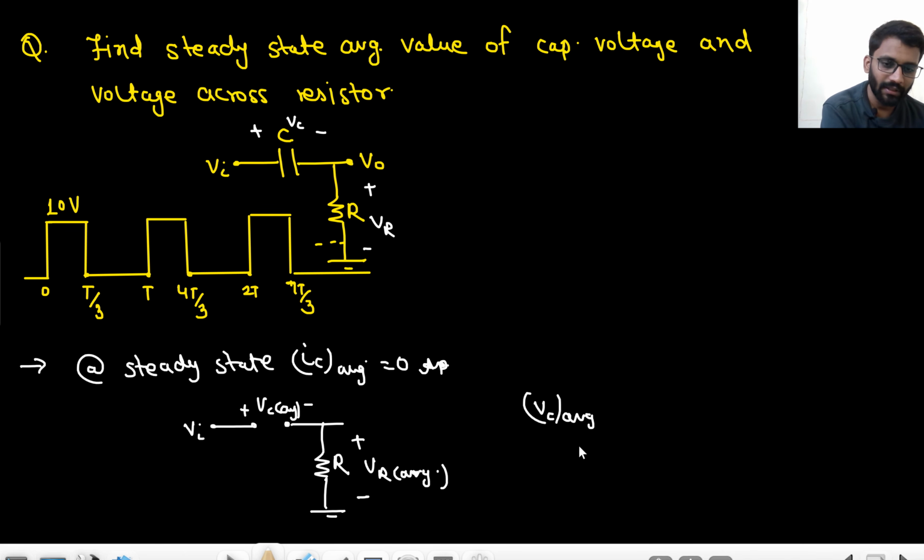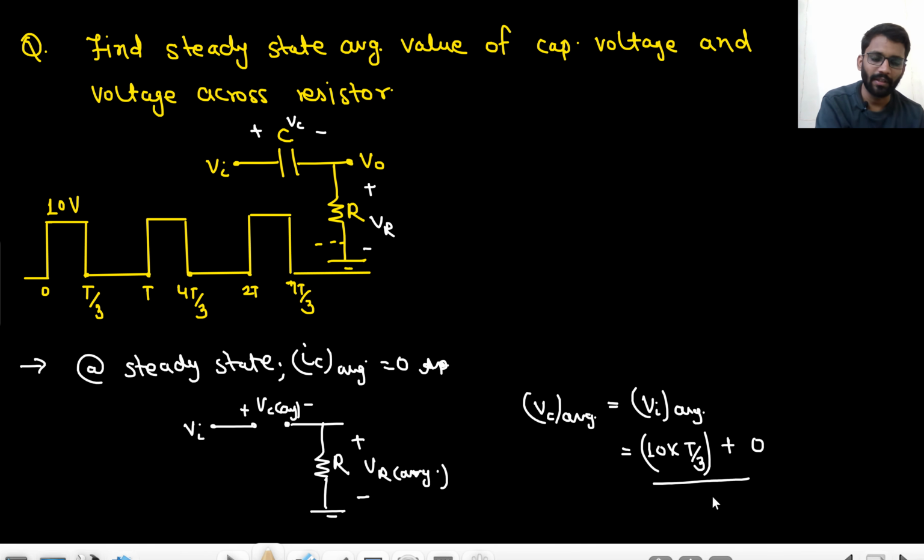VC average would be, since it is an open circuit, there will be no current through the resistor as well. So VC average would be simply equal to V in average at steady state. Everything is happening at steady state. So VC average will be equal to V in average. What is the average value of the input? Average value of the input is 10 into T by 3. For T by 3 time it is 10, and for the rest of the time it is 0. Divide by time period. In one time period, it is 10 for T by 3 time and it is 0 for 2T by 3 time, right?